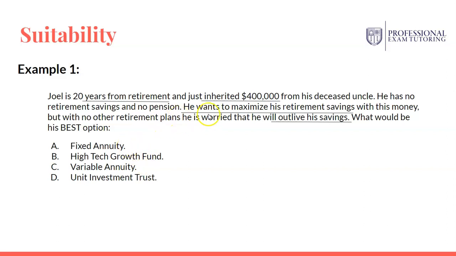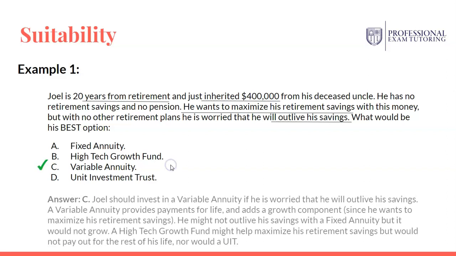Now recall, he wanted to maximize his retirement savings. That's what we said was the indicator that he's going to want some kind of growth or stock investments in his retirement savings plan. And the only one that we know has that between fixed annuities and variable annuities is the variable annuity. So that would be our answer.